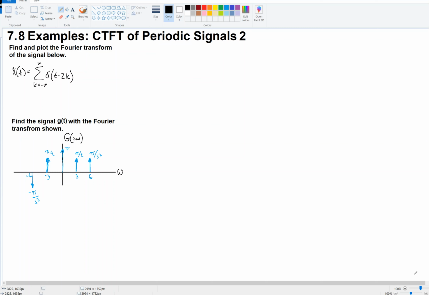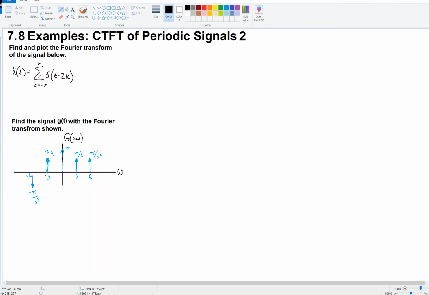We're talking about finding the continuous time Fourier transform of periodic signals. In this video, I've got one example where we start with a function in time, or a signal in time, and find its continuous time Fourier transform. And then in the second example, we're going to look at a Fourier transform and see if we can get the function in time, the signal in time. So let's start with the first one.